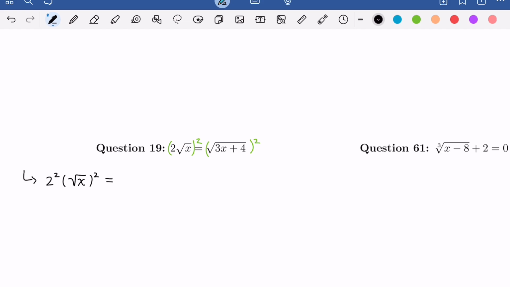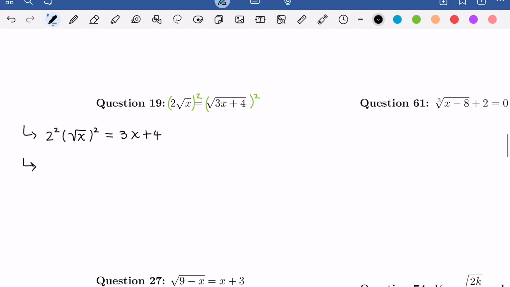Then on the right-hand side, this radical is going to cancel with this guy, so we're just left with 3x plus 4. So simplifying the left-hand side here, we're going to end up with 4x is going to be equal to 3x plus 4. Now we can easily solve this guy. Let's move our x's over. Doing that, we're just going to end up with x is equal to 4.